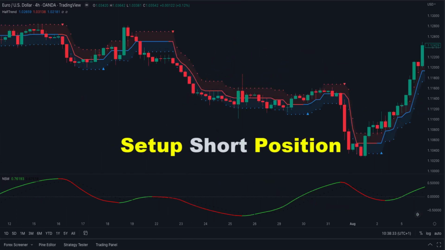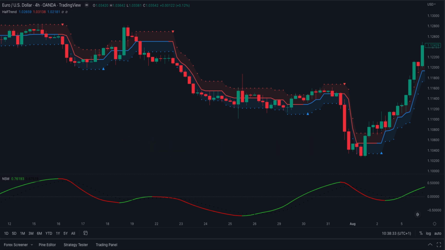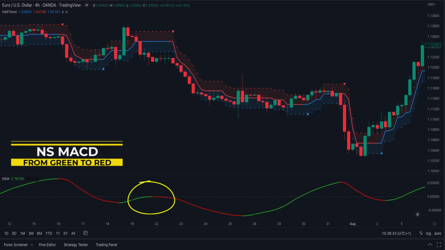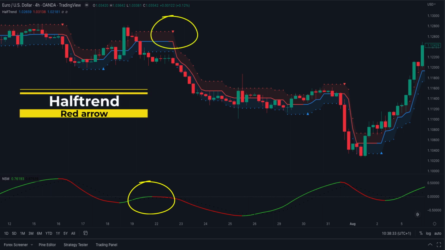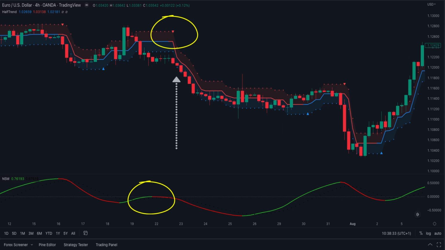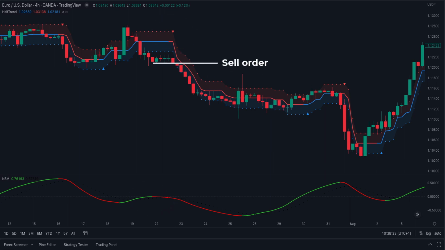The rules for a short position are the opposite. First, wait until normalized MACD turns red. Second, we have to watch the HalfTrend indicator until a red arrow appears. Finally, we place a sell order at the close of the candle. Then, we place a stop-loss order at the corresponding dot of the HalfTrend indicator. The take-profit order will be set at 3 times the risk.